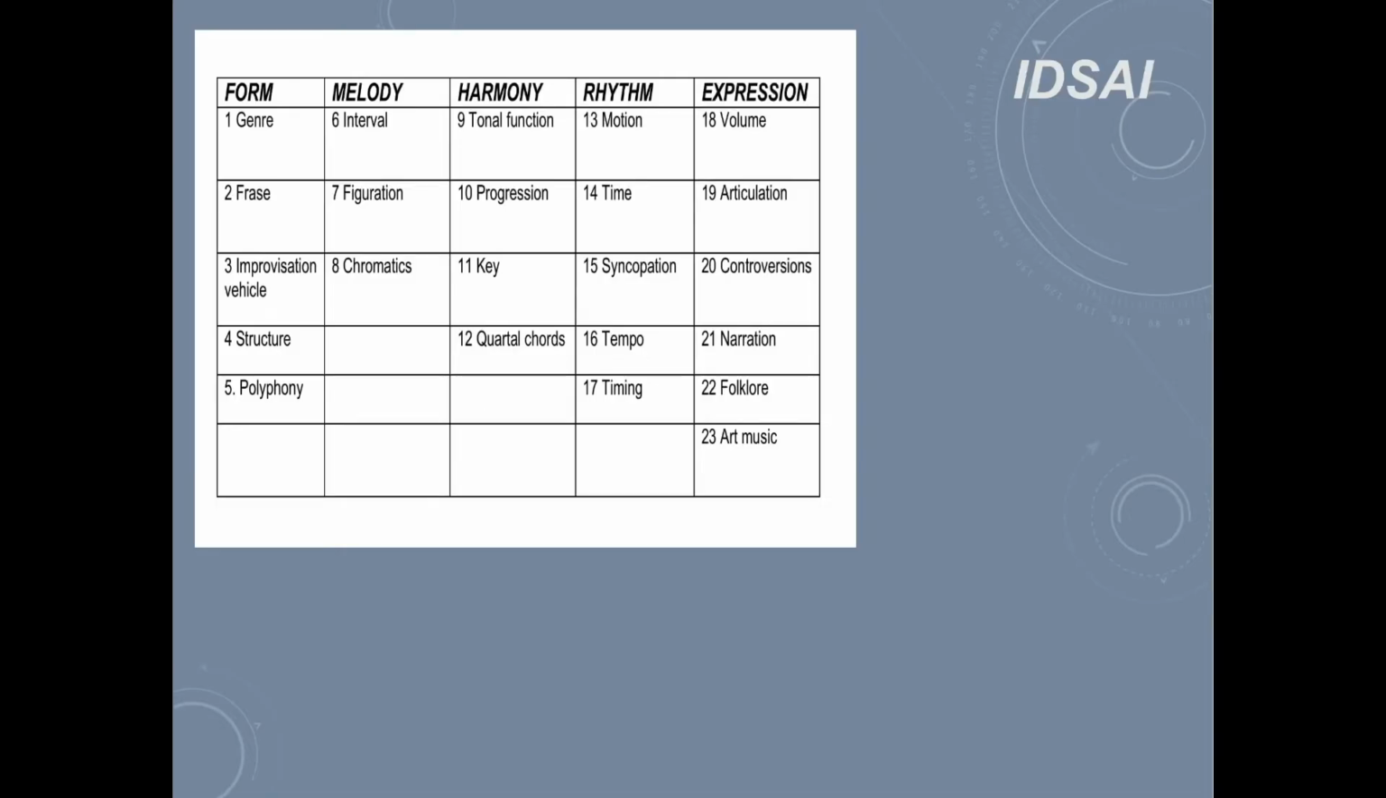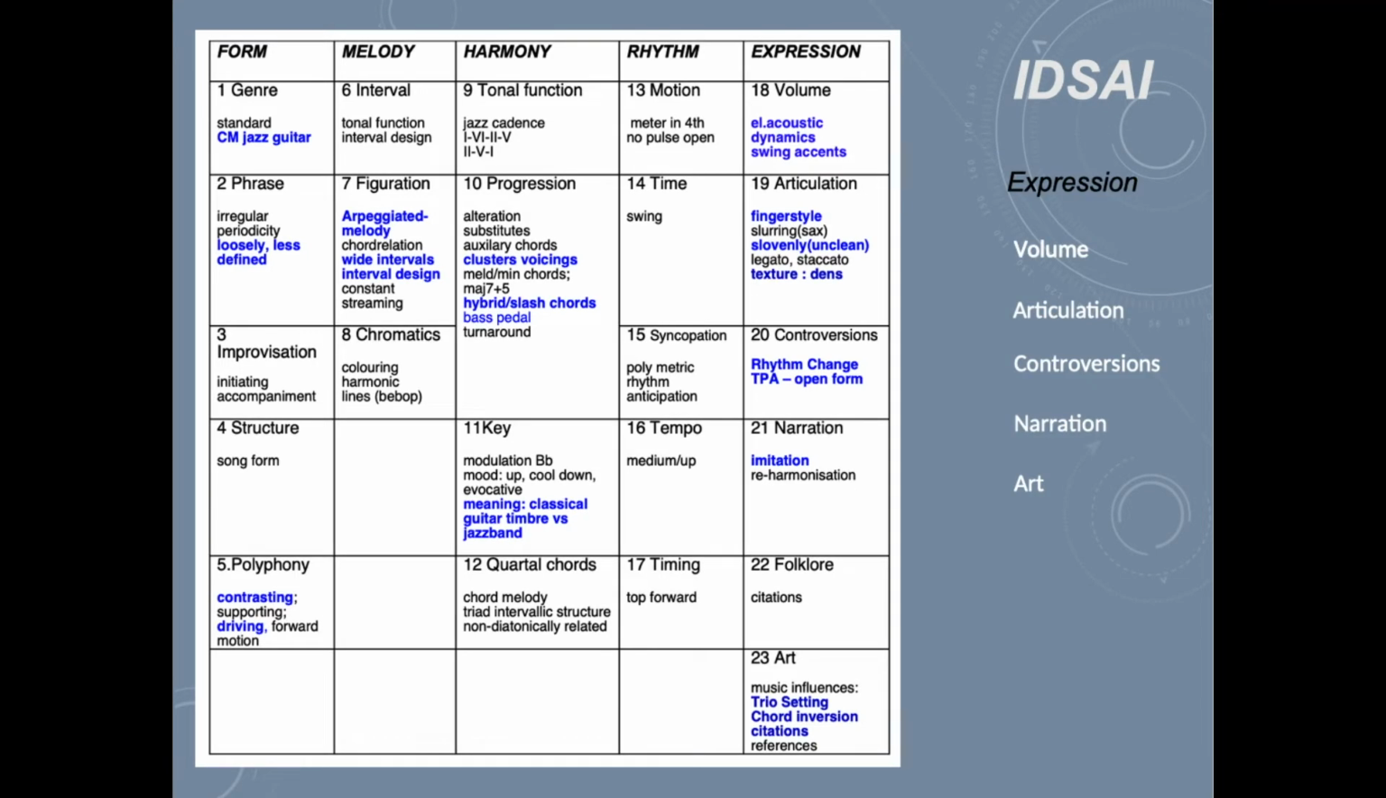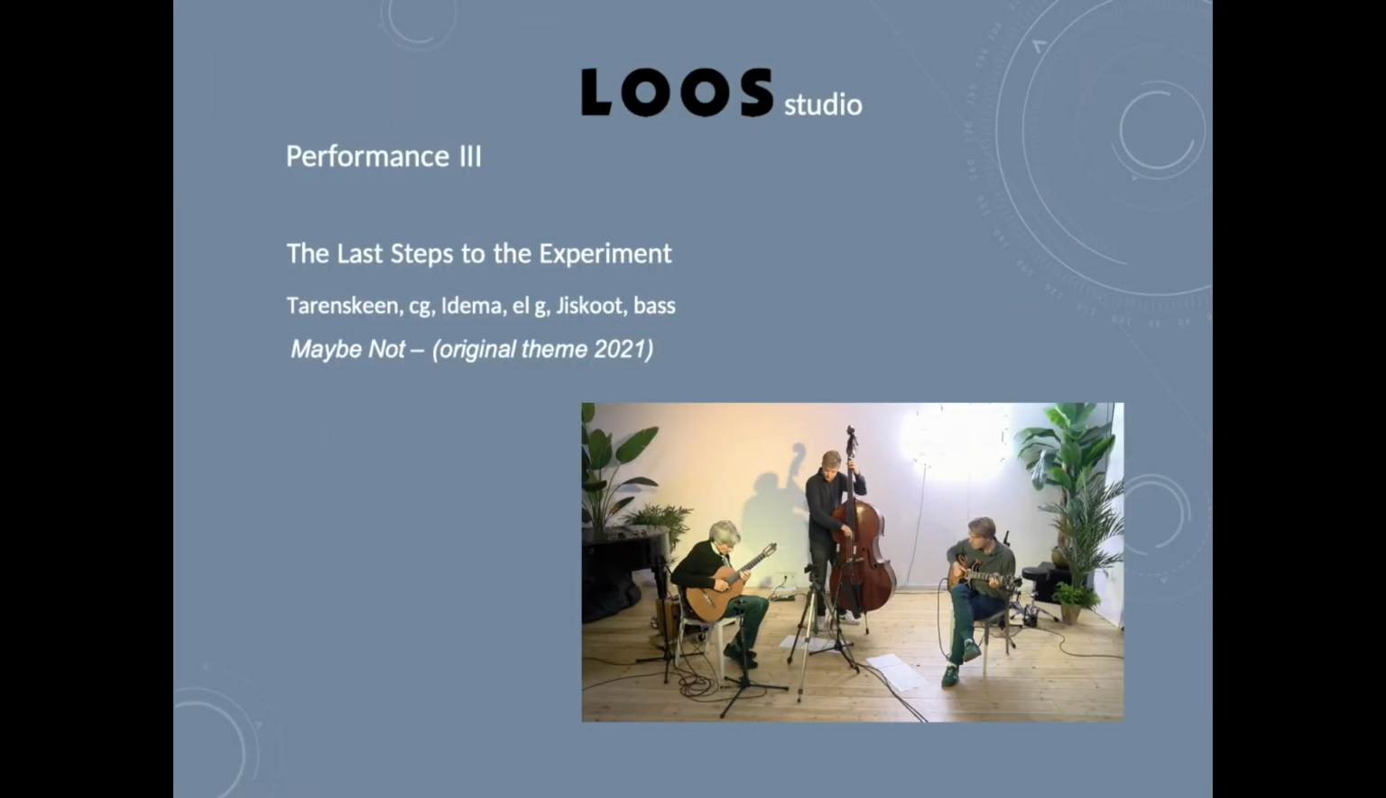The identification system table now looks like this. In the expression item you see 5 aspects that determine the distinctive influence of the classical guitar on jazz. So now let's see the second part of this performance.